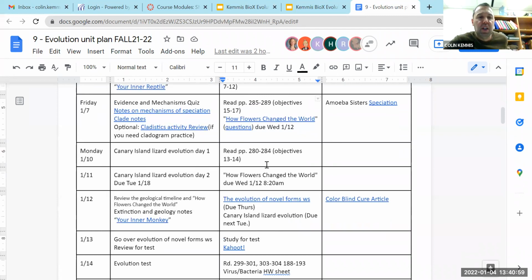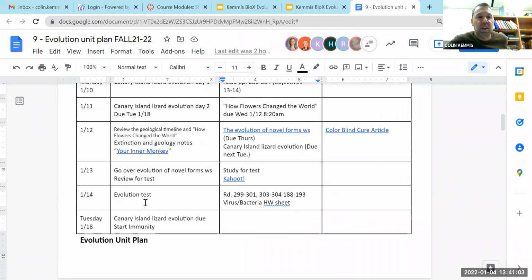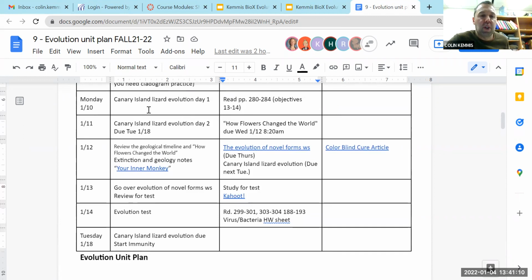But we also have this project next week, and then the test will be on Friday the 14th before Martin Luther King weekend. And then the lizard project will be due after Martin Luther King weekend.